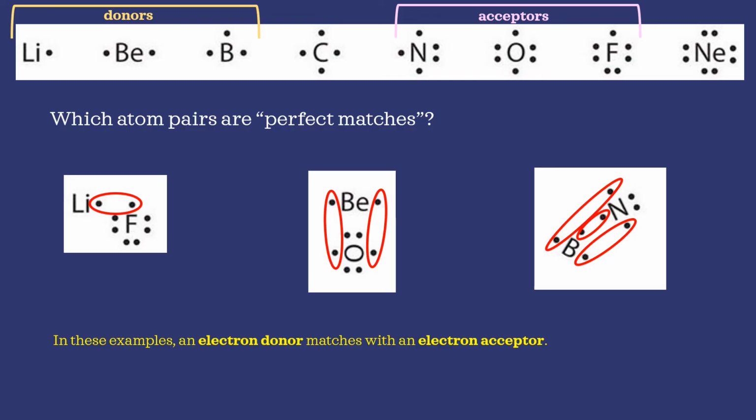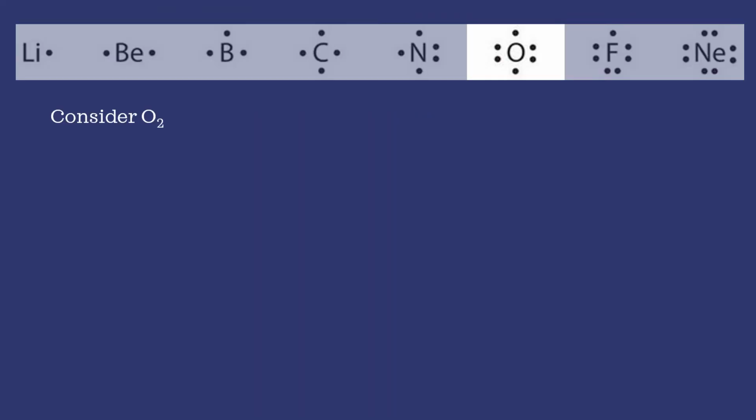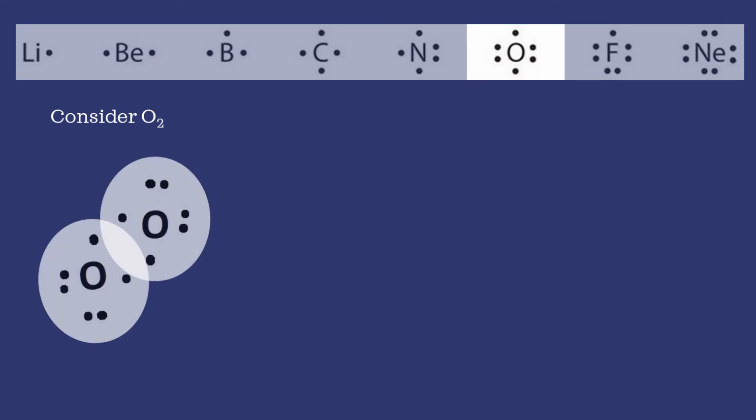But sometimes atoms are in disagreement over who should control the disputed electrons. One such scenario is when an atom interacts with another of its kind. So consider molecular oxygen, or O2 for short. When an oxygen atom interacts with another of its kind, they both face the same challenge, that is, needing to gain 2 electrons to fill their valence shells.